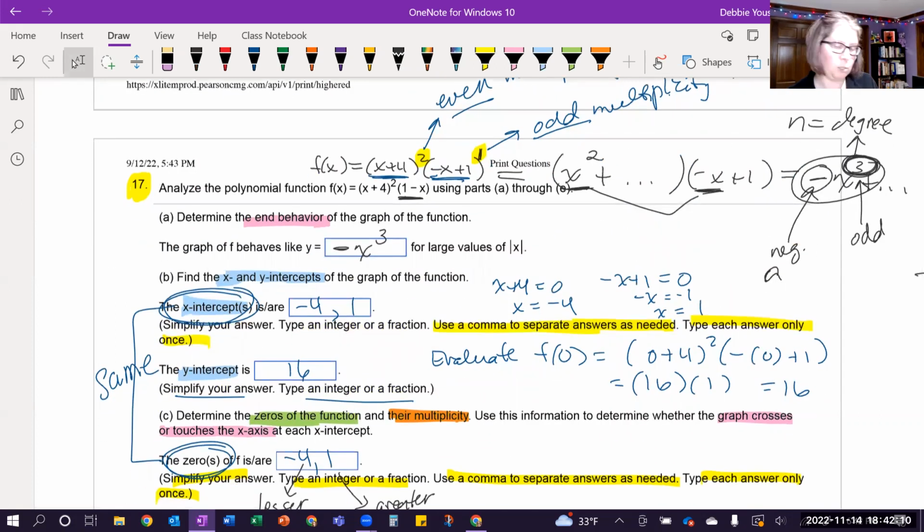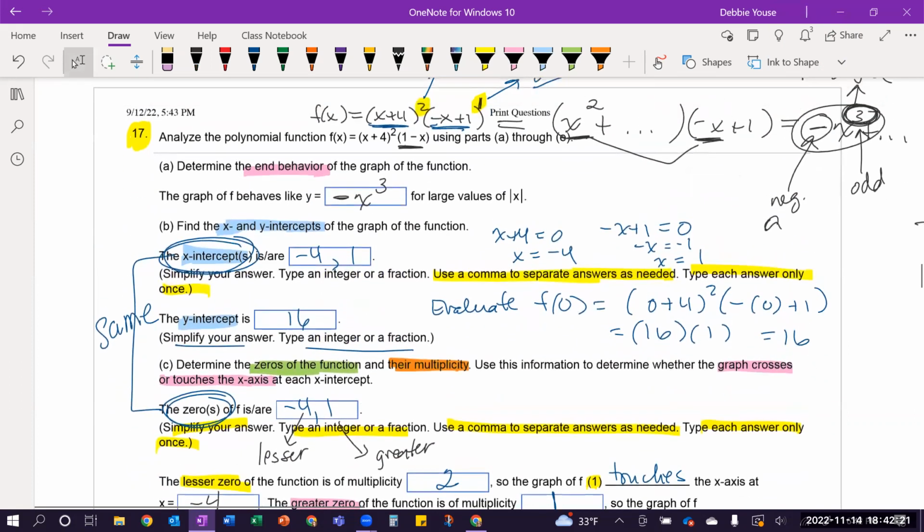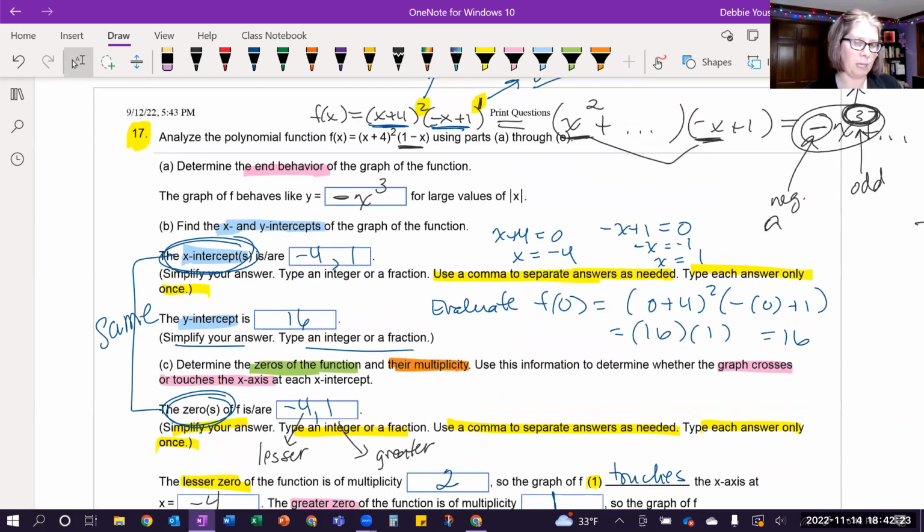Kelsey, do you have a question about this one or something else? Yeah, it's about this one. Could you remind me again how you determined the direction of the graph? I remember you mentioning earlier and I kind of lost it all. Like the end behavior at the beginning?